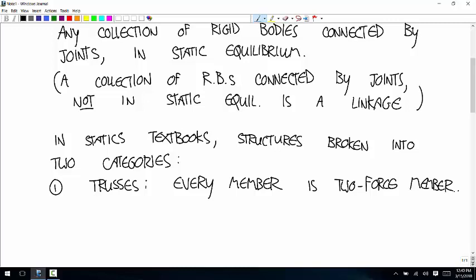Okay, so every member being a two-fourths member means that you can't apply forces in between the joints. Forces can only be applied at the joints, and members can't have weight, and so on. There's all these things, and we'll talk more about that. And then the other category is frames.